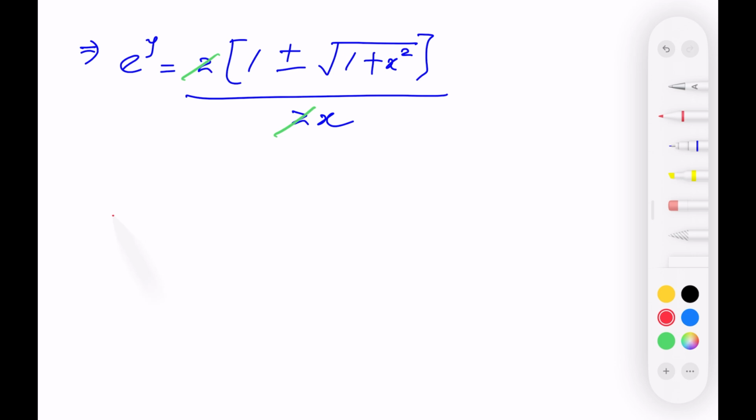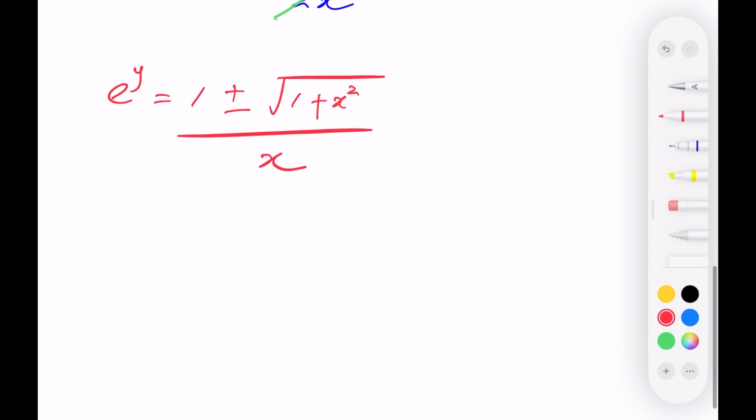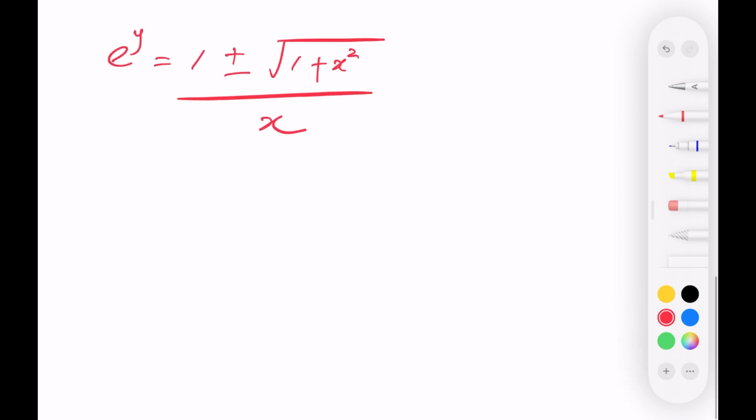Then e to the y is equal to 1 plus or minus square root 1 plus x squared, all of that divided by x. We know that e to the y should be positive. So how do you get e to the y to be positive? What symbol from these two should be selected?